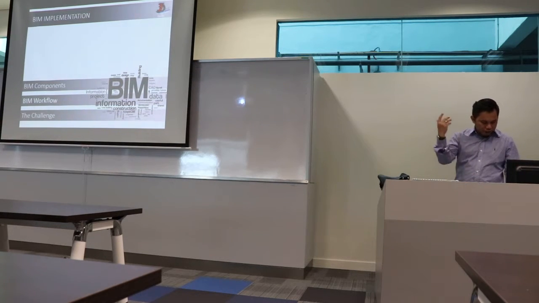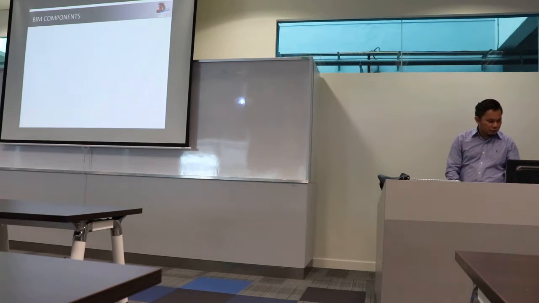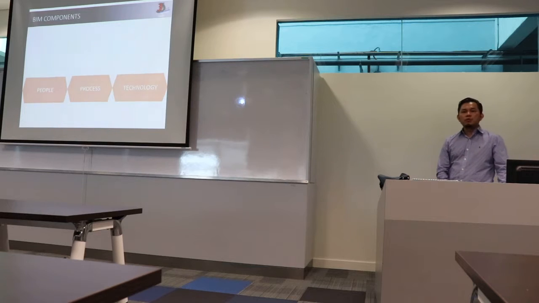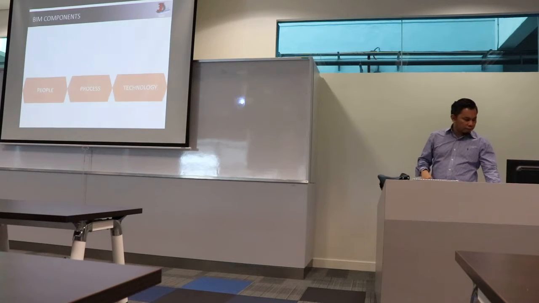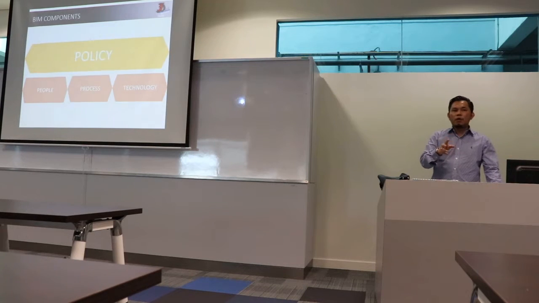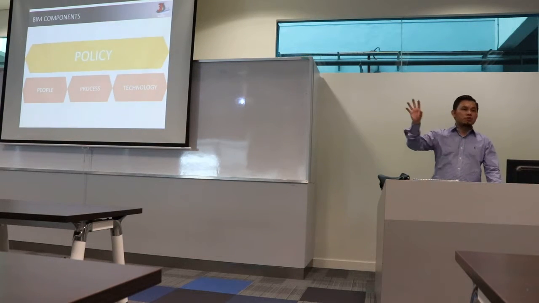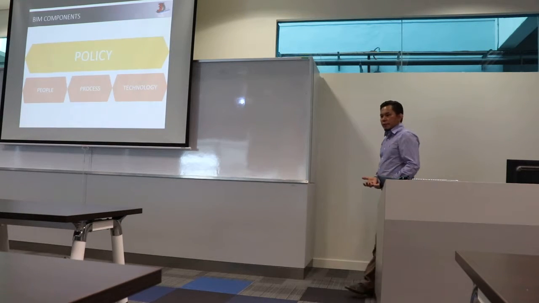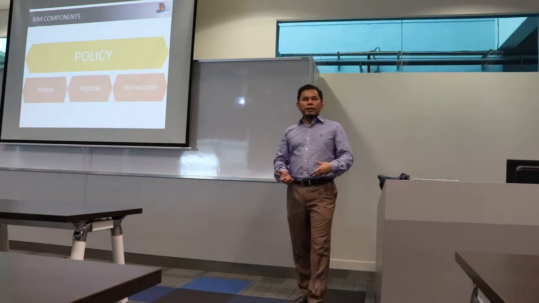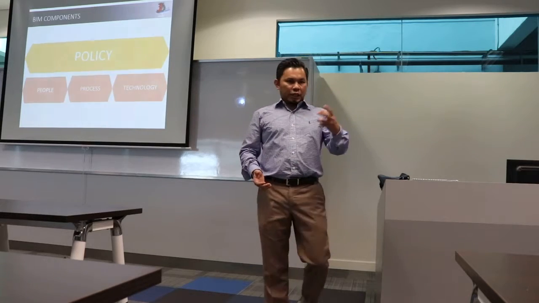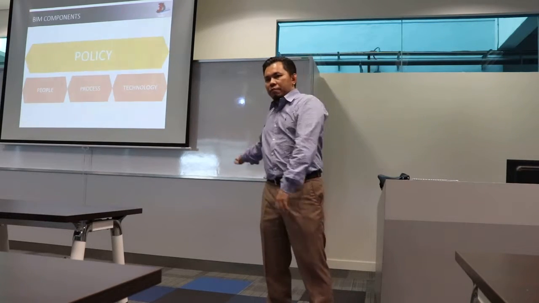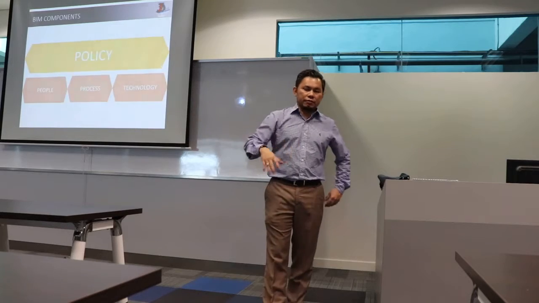I think the next one is looking at the BIM implementation. So when you look into a BIM component, you need to look into three items: people, process, and technology. But more importantly, the organization must have good policy to support this. So a case in point is the adoption of BIM in JKR. I've worked with them, I've consulted them about their adoption.